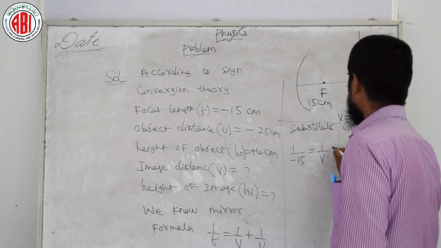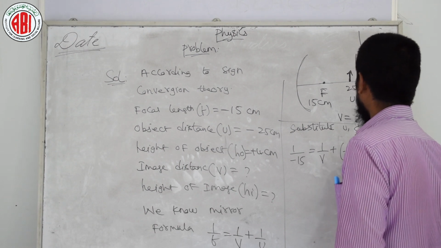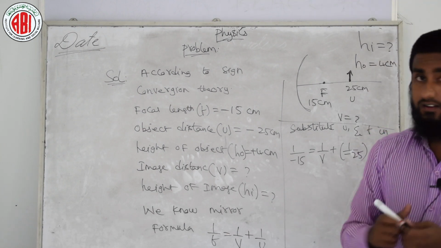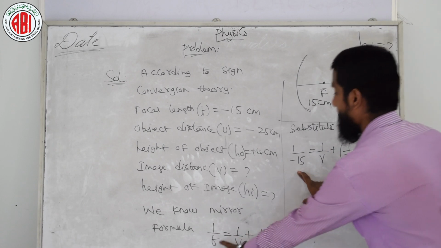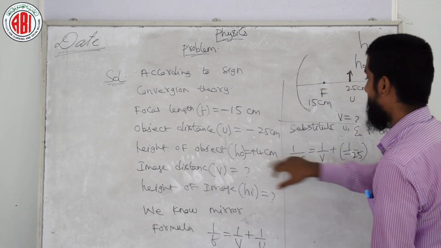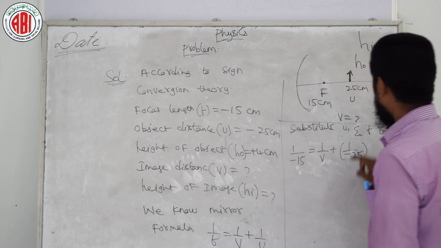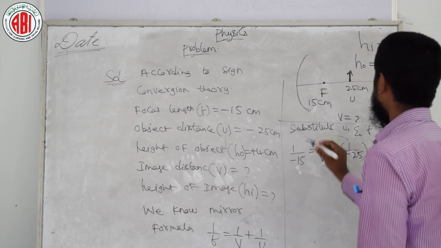We need to find V, plus 1 by U. U is nothing but minus 25. Hope you understood this thing. I am substituting 1 by F is equal to minus 15 in place of 1 by F. V we don't know, we keep it as V, plus 1 by U is equal to minus 25. I am placing this 1 by minus 25 here.